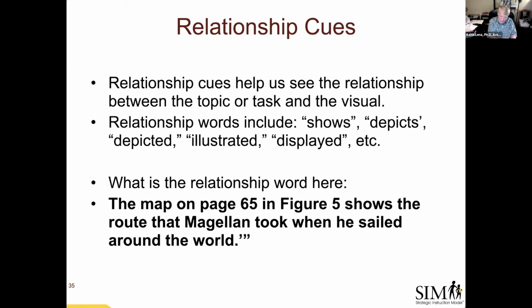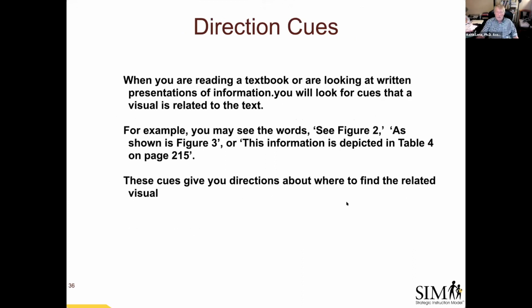The text is specifically cueing you that there is a visual that's related to what I'm talking about. So, the map on page 65 in figure 5 shows the route that Magellan took when he sailed around the world. The relationship word here is shows. I know that if this says shows, I'm going to go find a map. The next is direction clues. When you are reading a textbook or looking at written presentations of information, you will look for cues that a visual is related to the text.